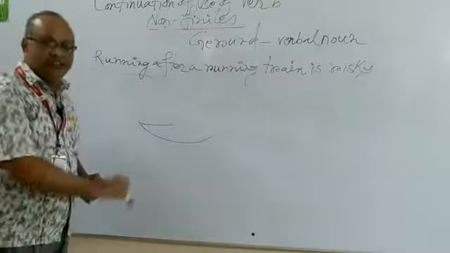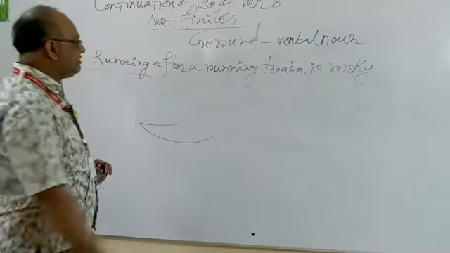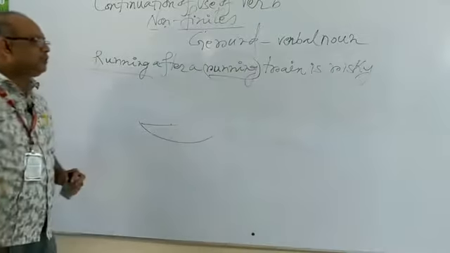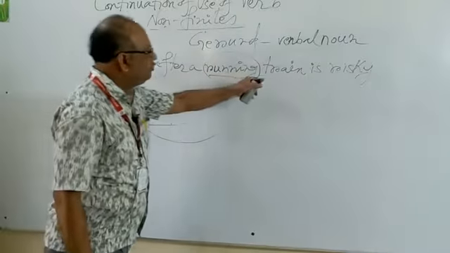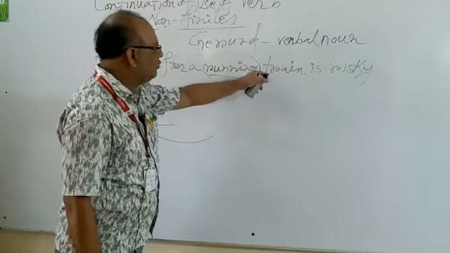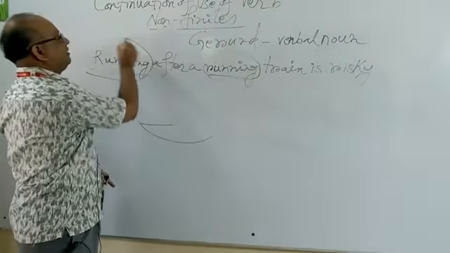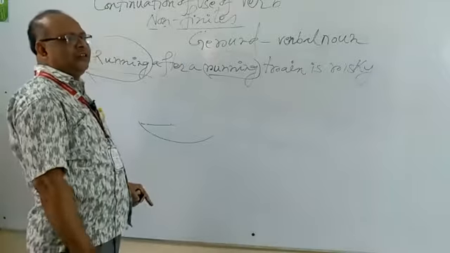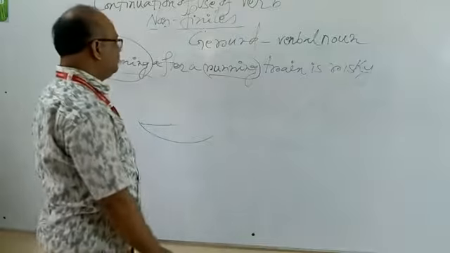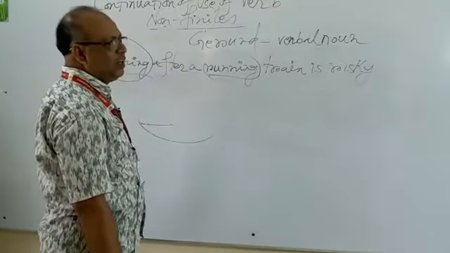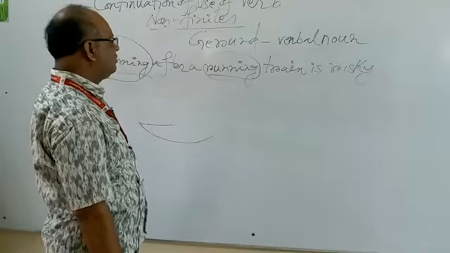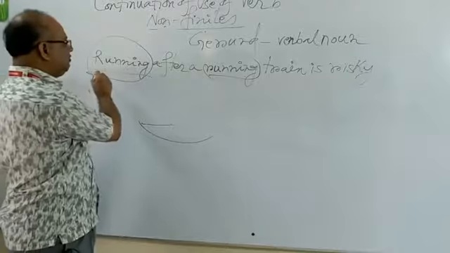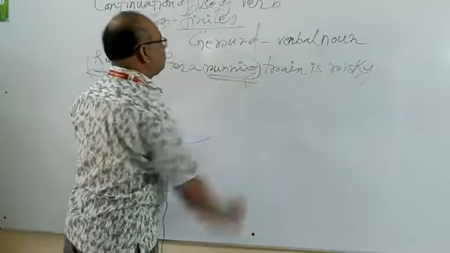So, this: running after a running train is risky. This running you have already seen belongs to the present participle, ing form, but acts as an adjective modifying the noun. But this running is a gerund. So the present participle and gerund are similar in form. That means what is their form? Ing with verb. So you can see the difference between these two.